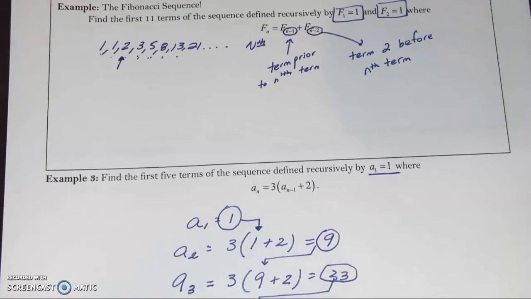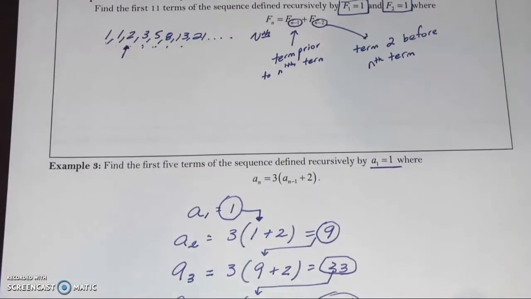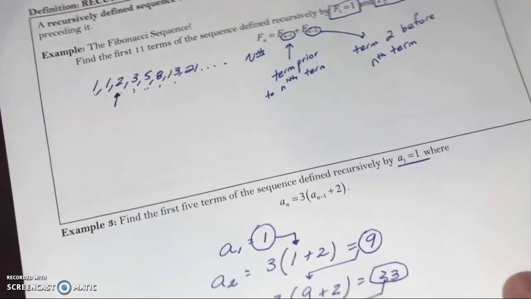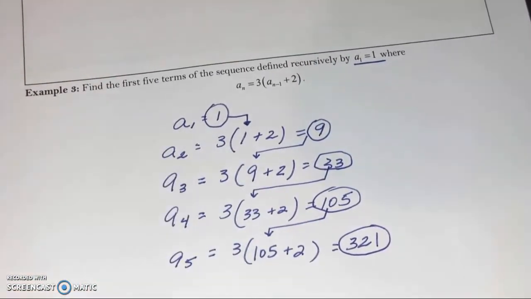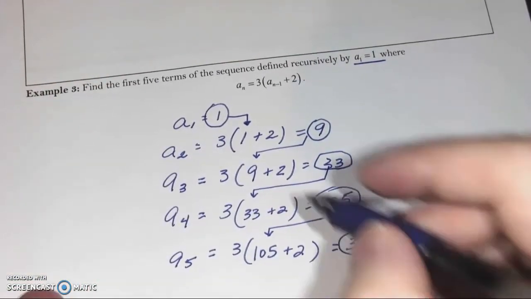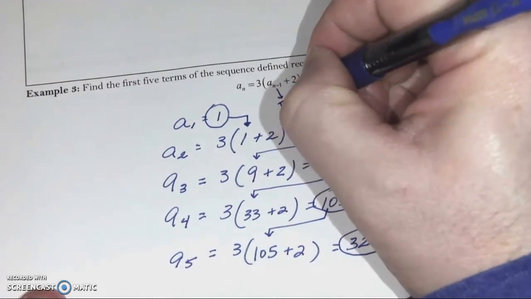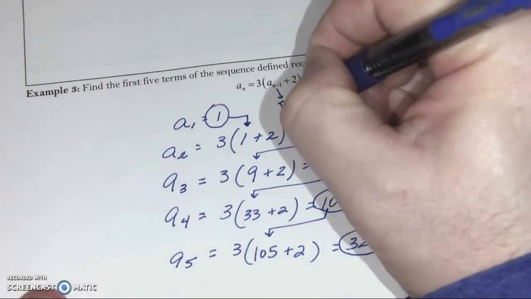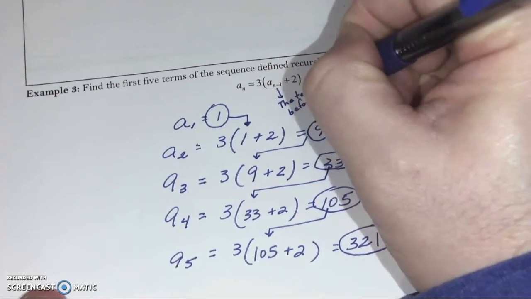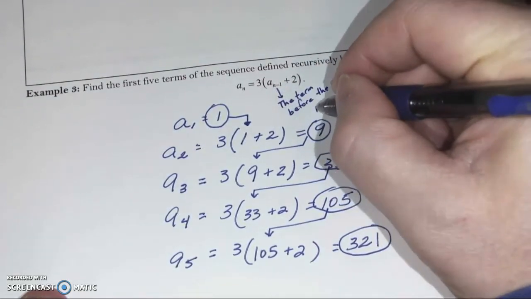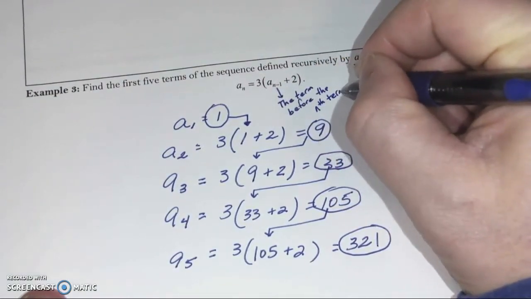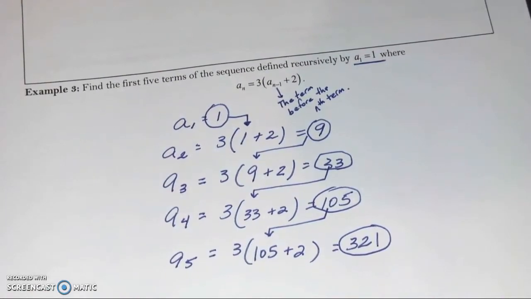And that's how we deal with a recursive function. Sorry, you guys couldn't see that part there. All right, so we're using the term before it. This here means the term before the nth term. The term before the one we are looking for. Cool?